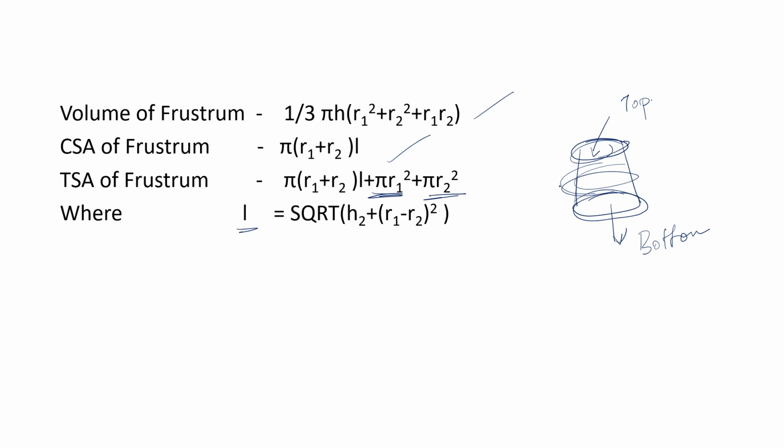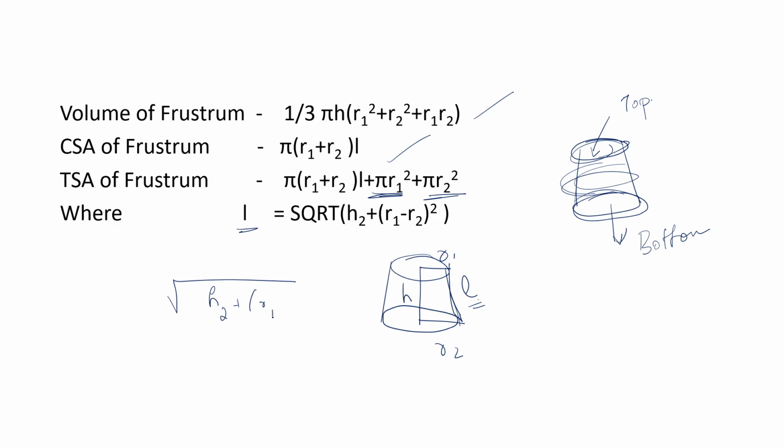L is the slant height. If this is the frustum, it will have two radii, radius 1 and radius 2, and this will be the height and this will be the slant height L. You can find L using the square root of h squared plus the difference between the radii, whole squared. This is the slant height.